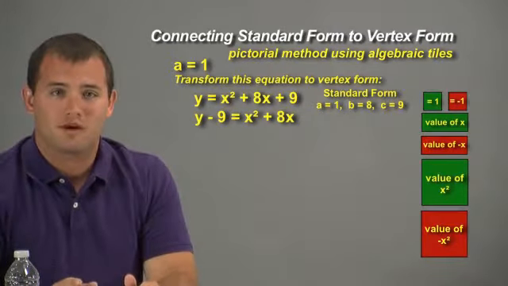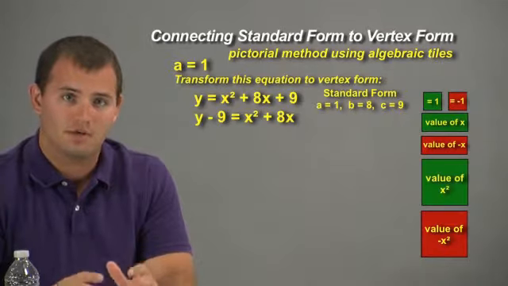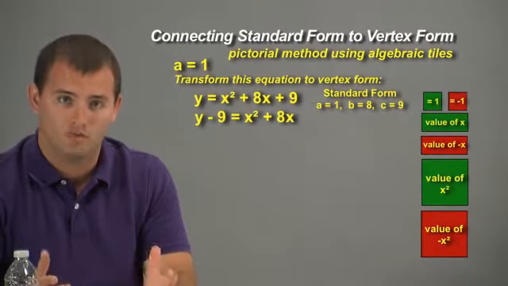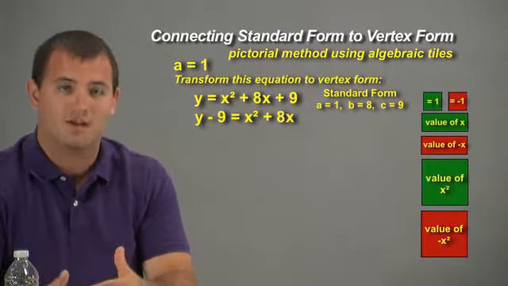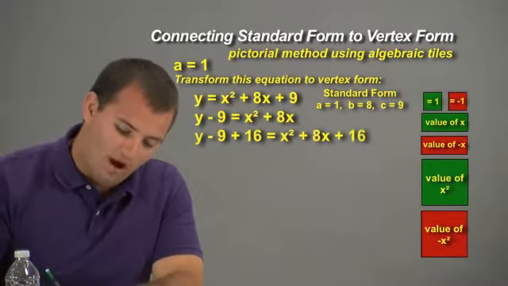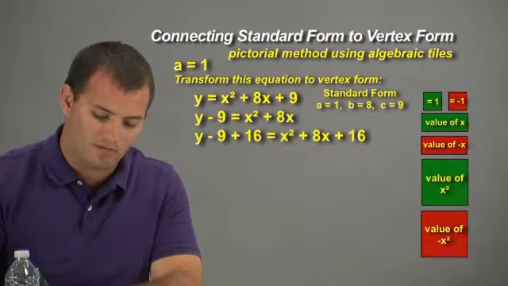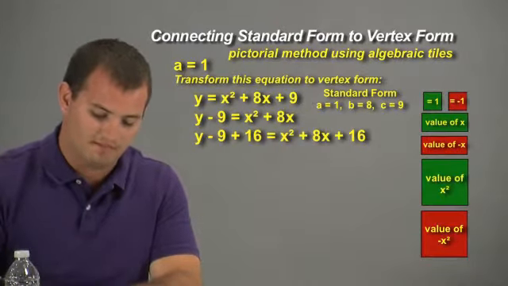Now to complete the square, take half of b, square it, and add it to both sides. Here b is 8, and half of 8 is 4. 4 squared is 16, so we're going to add this to both sides of our equation, and now we'll have y minus 9 plus 16 is equal to x squared plus 8x plus 16.